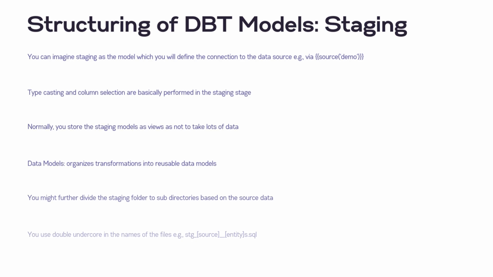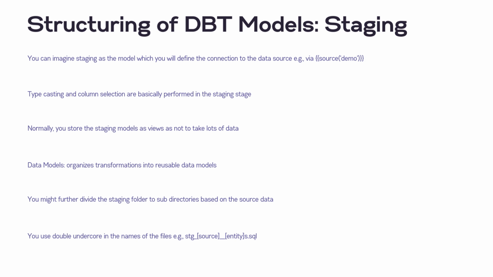Now that we've covered the core concepts of DBT, let's take a closer look at how we structure our DBT models, starting with the staging layer. This is the foundational layer of your DBT pipeline and plays a crucial role in ensuring clean, consistent, and well-organized data for downstream transformations. Here's what happens in staging.